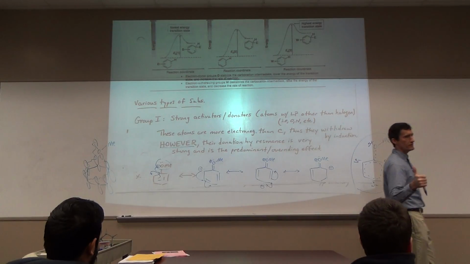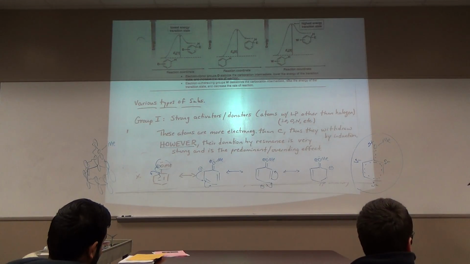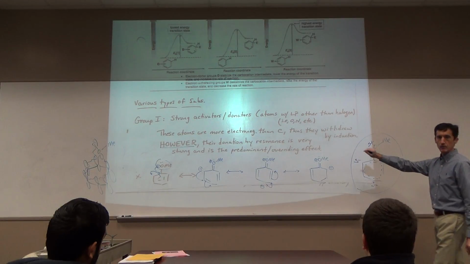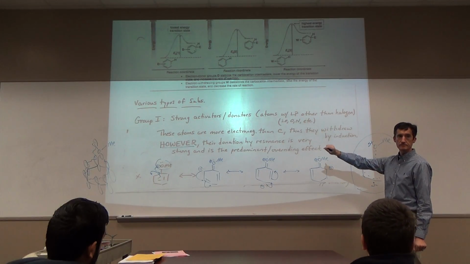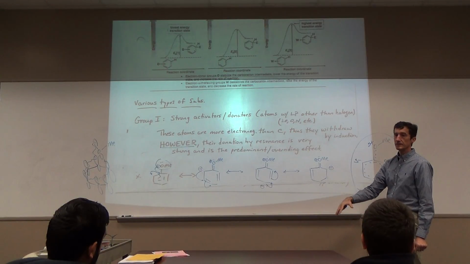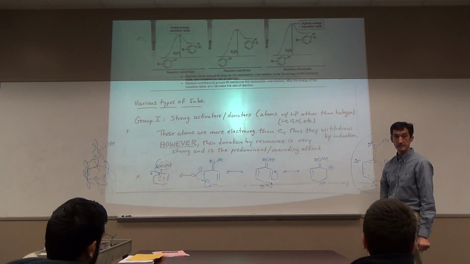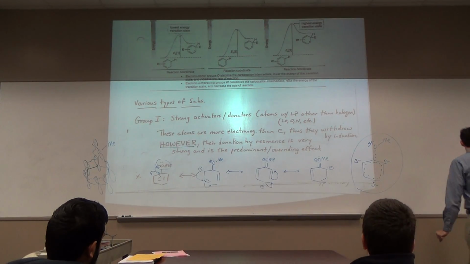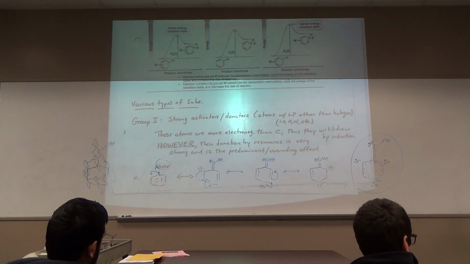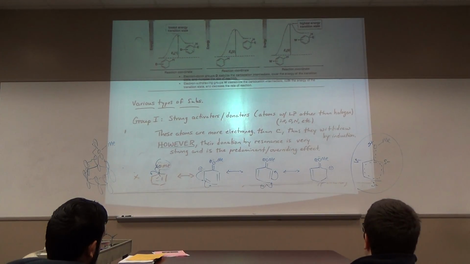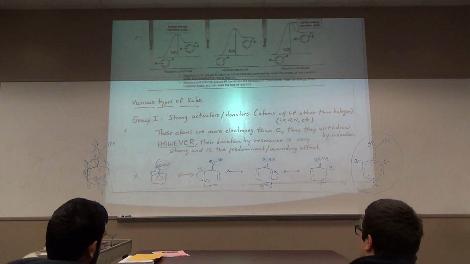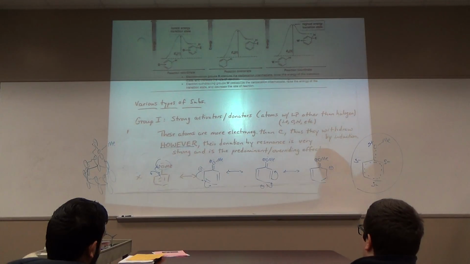So, the resonance is the greater effect. It can do both, but what's the net effect here? Withdrawing or donating? Donating is the net effect. But the withdrawing is the minor feature. Okay, but not halogen.